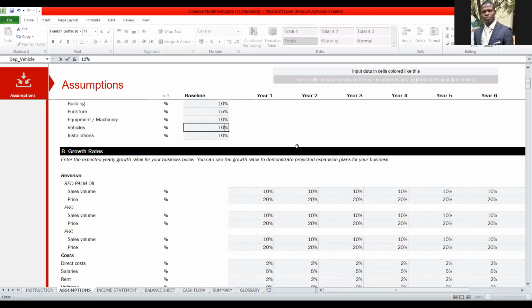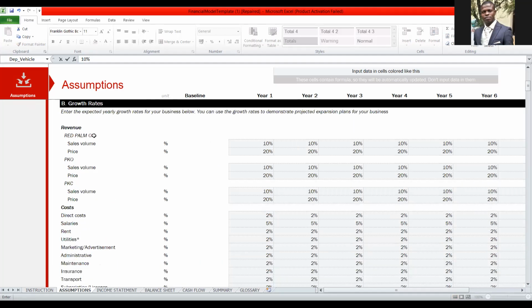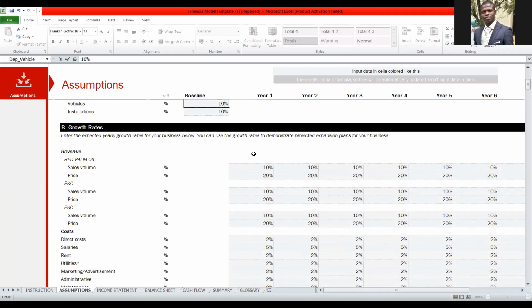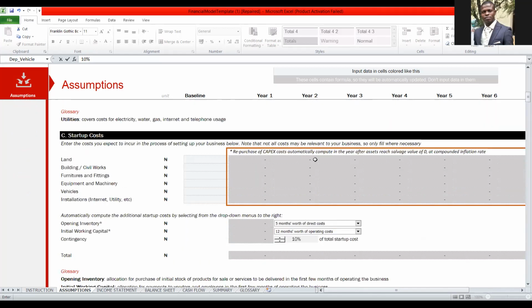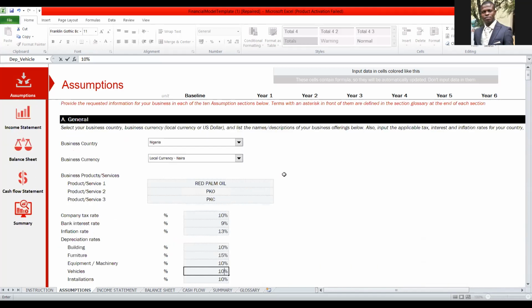Installations, okay, let's leave at 10%. Then you proceed. You can see that the information is already appearing here now: red palm oil, palm kernel oil, and palm kernel cake. Now take note of this. You are not to tamper with the shaded portion. If you see any shaded portion, don't tamper with it. It's been programmed, it's been formularized. So only work with the unshaded portion.